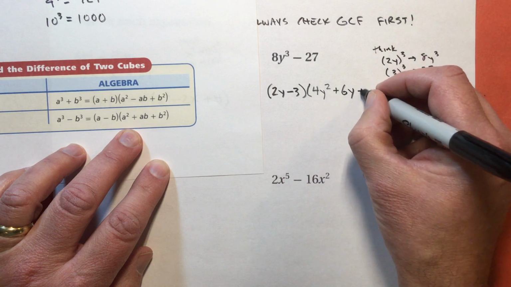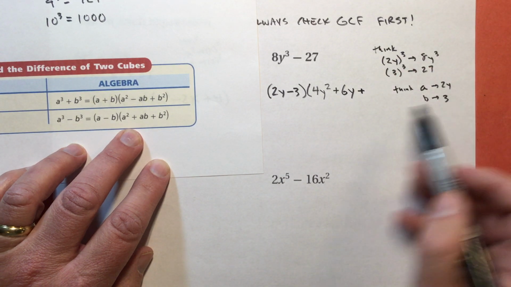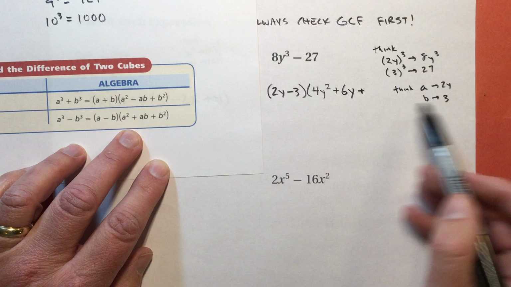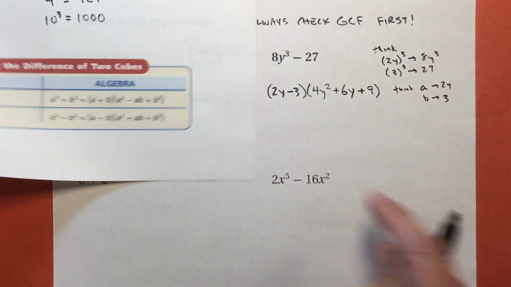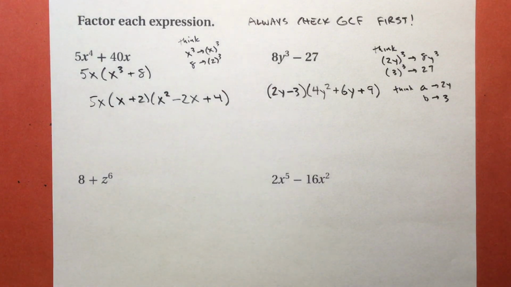And the last part, I'm going to take that last thing, whether you call it b or whatever, that's the 3. 3 squared equals 9. And that's it. It's been factored using the difference of two cubes.